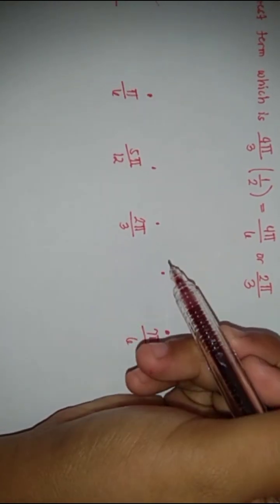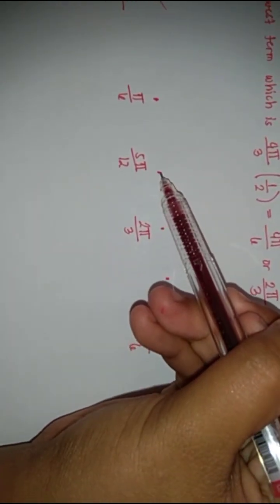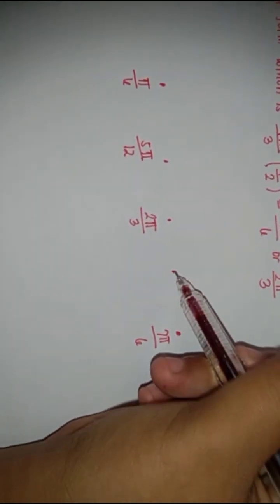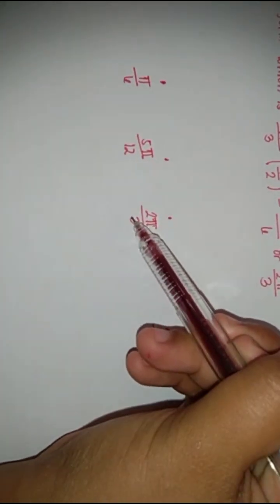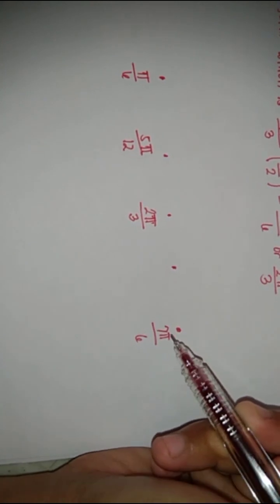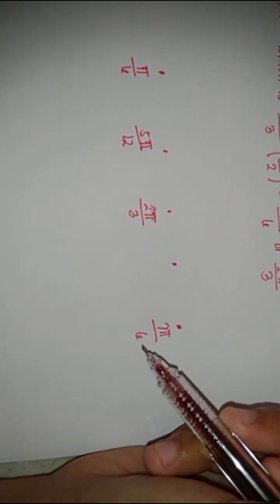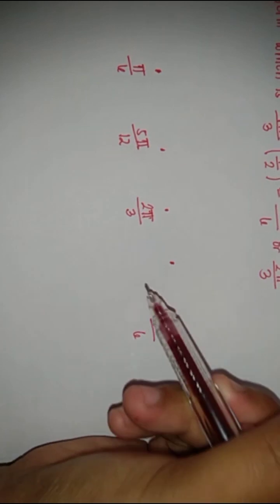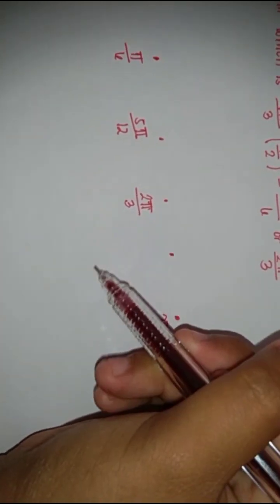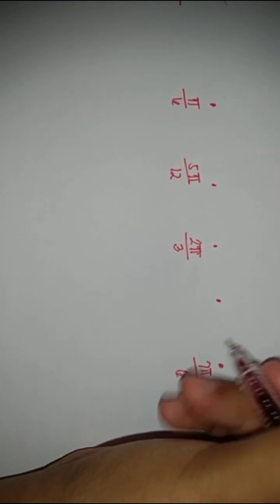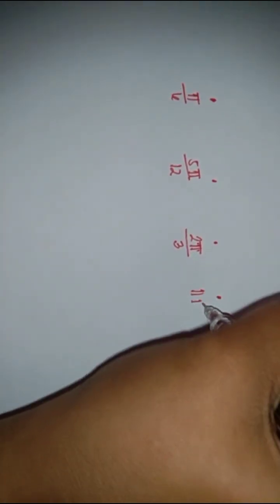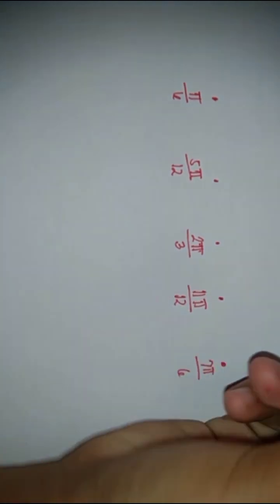Next, same procedure as we do here. So to get this point, we have to add the 2 pi over 3 and the endpoint 7 pi over 6. So the answer is 11 pi over 6. And we have to divide it by 2 so we can get 11 pi over 12.